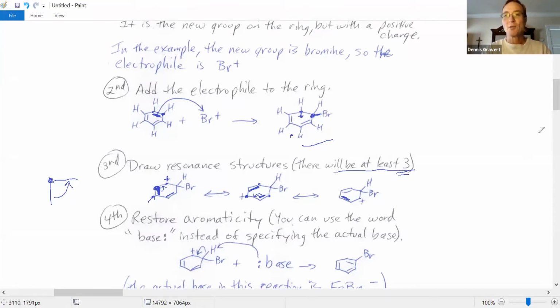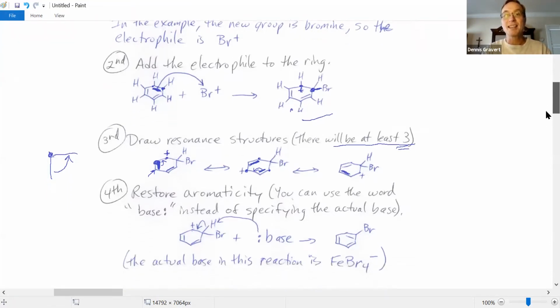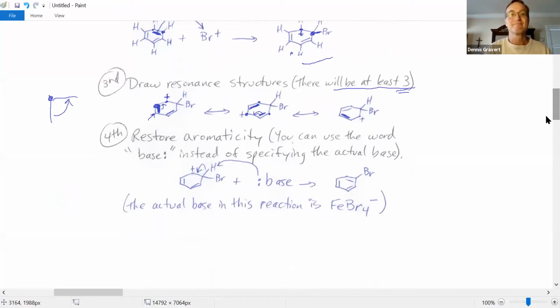Step 4, write the word base with a couple of dots. That represents a lone pair. On my exams, you do not have to give the chemical formula for the base. The caption down here says that if you're doing bromination, FeBr4 minus is the actual base. It's a lone pair on one of the bromines that's going to grab this hydrogen. But on the exam, there will be a base somewhere in these reactions. You don't have to identify it.